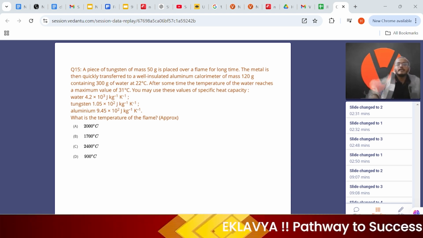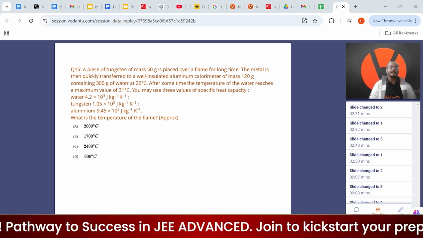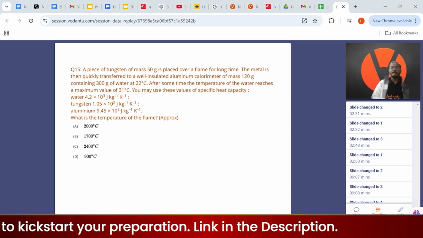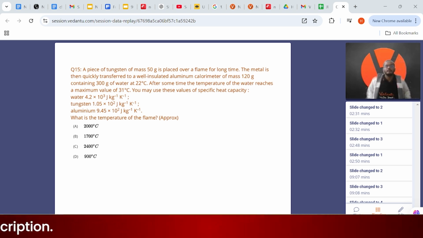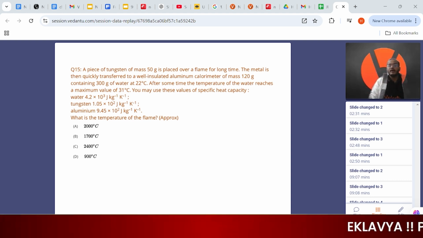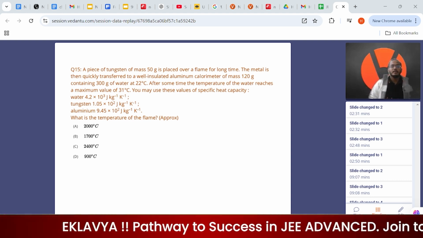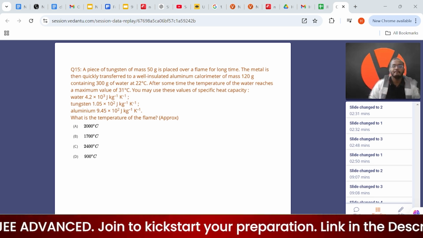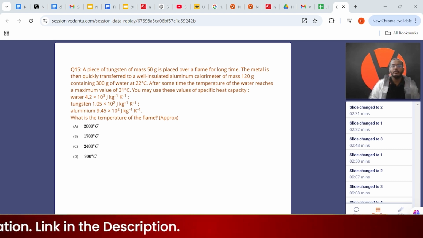This is a direct question from the calorimetry. And what does calorimetry say? That heat change is always equal. If heat change is always equal, then it is in the equilibrium. So we just have to establish a thermal equilibrium here. So see, a piece of tungsten whose mass is given over a flame for a long time, and it has been now heated up a little bit. Okay, now then it is transferred into a calorimeter of a mass 120 gram containing 300 grams of water.